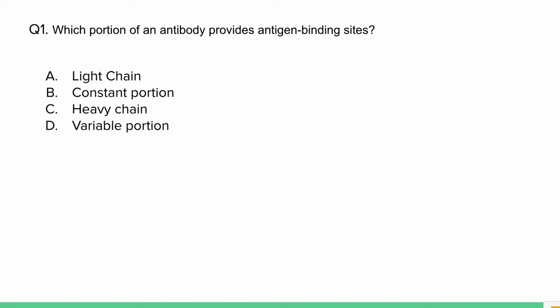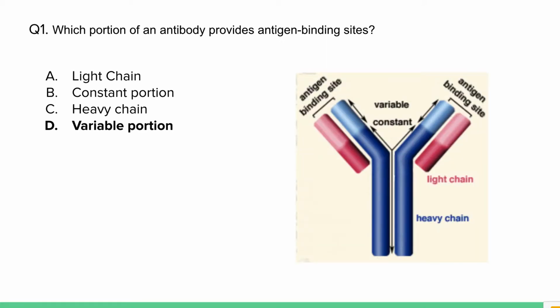Question 1. Which portion of an antibody provides antigen binding sites? Pause this video and try to answer this yourself, and then unpause when you're ready to hear the answer. Okay, so it's the variable portion. The variable portions are up here, and these are the ones that bind to the antigen. And this is my constant portion, which binds to my immune cells. So my neutrophils or my eosinophils would bind here.